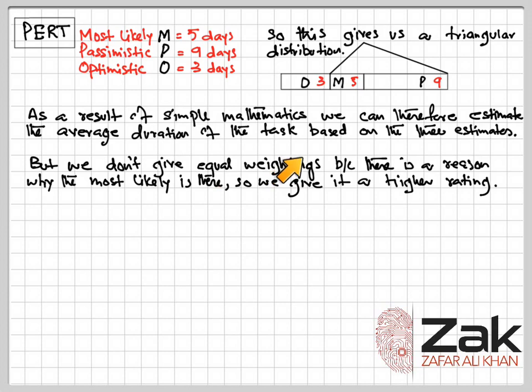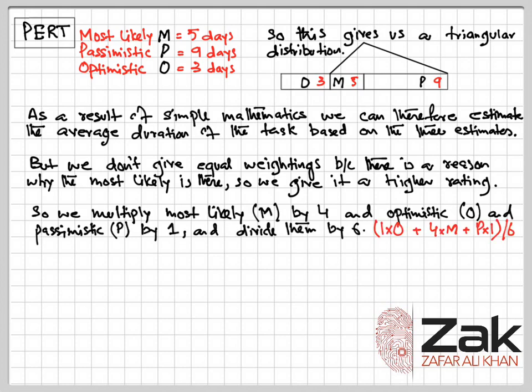But we don't give equal weightage to all these 3, because there is a reason we have the most likely: we think that most likely is more credible than any other. So we give it a higher rating, let's say 1 to 4. We multiply most likely by 4, optimistic by 1, and pessimistic by 1, and we divide all by 6 to get a proper average for the duration of the task.